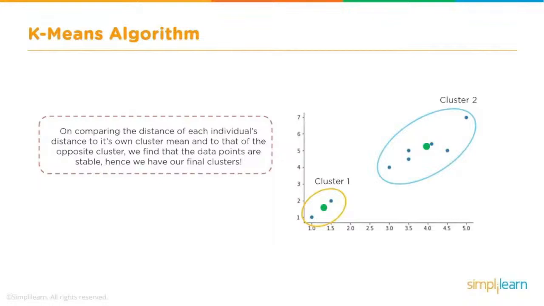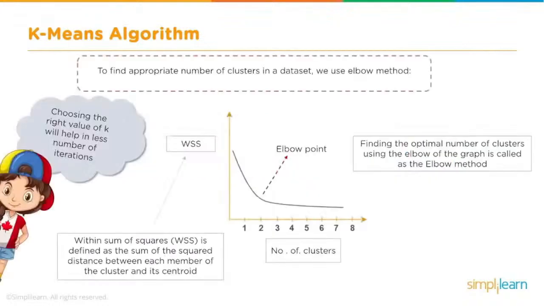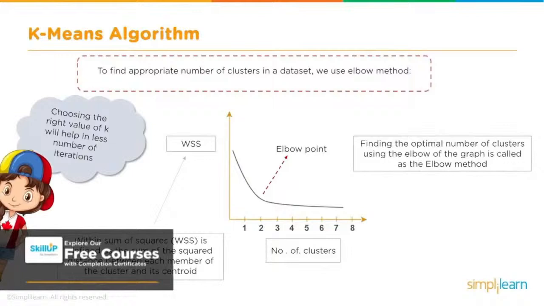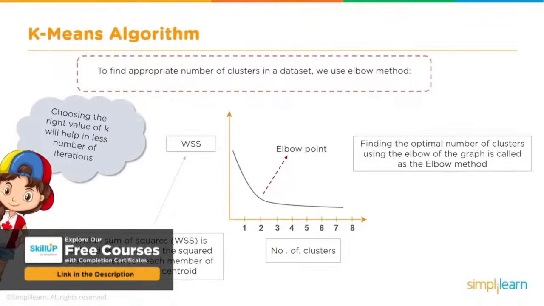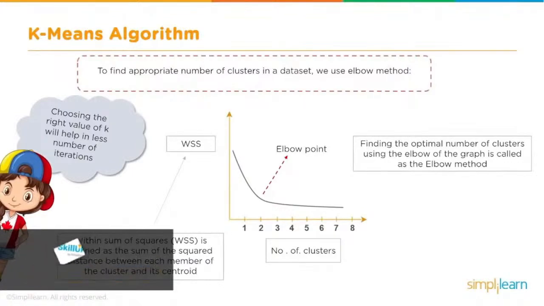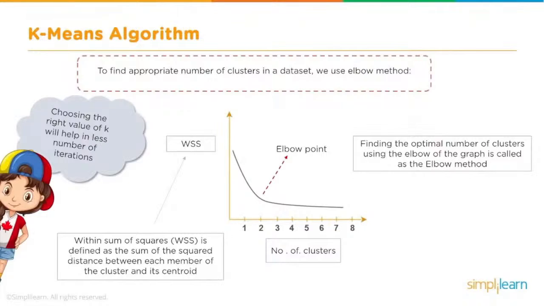Now, if you remember, I brought up a concept earlier on the k-means algorithm. Choosing the right value of k will help in less number of iterations. And to find the appropriate number of clusters in a data set, we use the elbow method. Within sum of squares, WSS, is defined as the sum of the squared distance between each member of the cluster and its centroid. And so you see what we've done here is we have the number of clusters. And as you do the same k-means algorithm over the different clusters, and you calculate what that centroid looks like, you can actually find the optimal number of clusters using the elbow. The graph is called the elbow method.